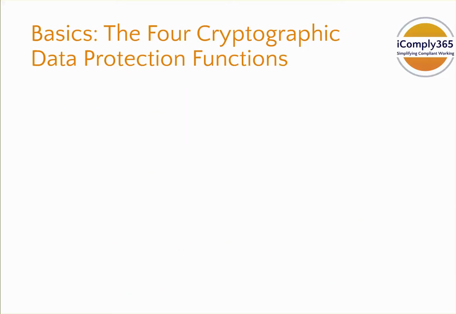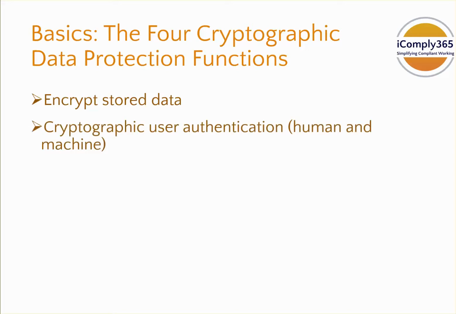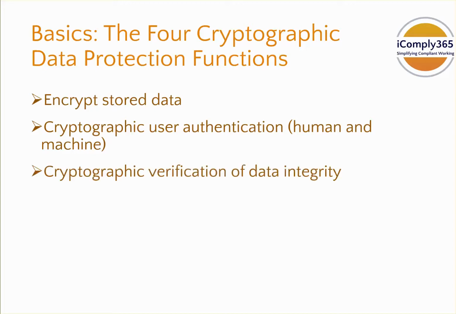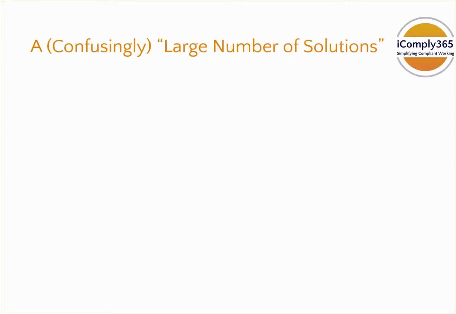So just start with the basics. There are 4 cryptographic data protection functions. You can encrypt stored data. You can have cryptographic user authentication, and that extends to humans and machines. Systems talking to systems can be cryptographically authenticated. You can have cryptographic verification of data integrity, and of course you can have transmission encryption, HTTPS. You see the little green lock when you're on a secure connection on a website, that sort of thing.